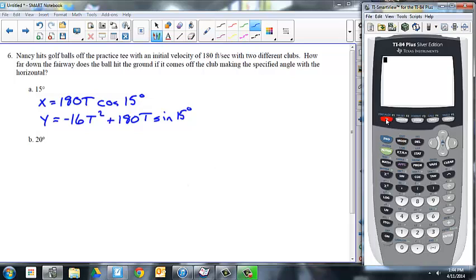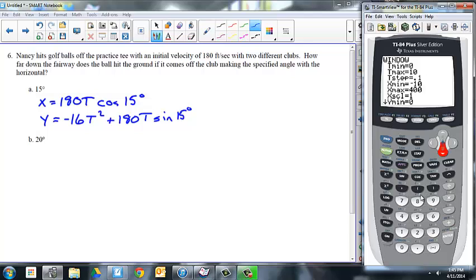All right, now I've actually already punched in this equation right here, 180t cosine of 15 on x1, and on y1 I've got negative 16t squared plus 180t sine of 15. Now we need to talk about the window. I still have window settings from the last problem. Those are no good here. How long is the golf ball going to be in the air? I mean, it can't be very long, right? So I'm going to go like 0 to 10. And if I need to, I'll adjust that. But I'm going to set the t-step as 0.1.